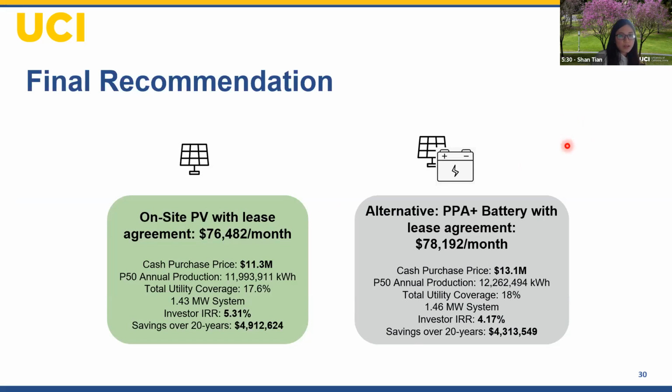With that, our final recommendation based on the previous analysis is an on-site PV-only system with a lease agreement at a rate of $76,500 per month. The cash purchase price is $11.3 million. The project can deliver an investor IRR of 5.3% and create about $5 million in savings over 20 years. The alternative plan is the PV system with batteries, which increases the lease rate to $78,000 per month. The alternative plan has a higher cash purchase price, lower investor IRR, and lower customer savings.